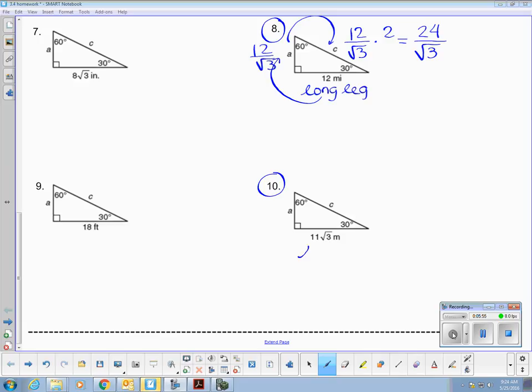And once again, I'm given the long leg. From the long leg to the short leg, I'm going to divide by radical 3. And from the short leg to the hypotenuse, I'm going to multiply by 2.